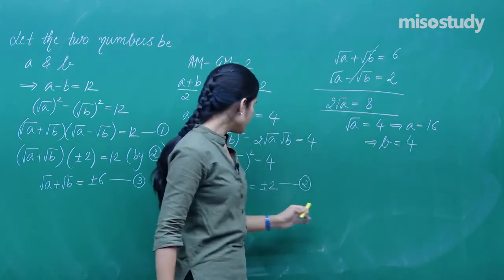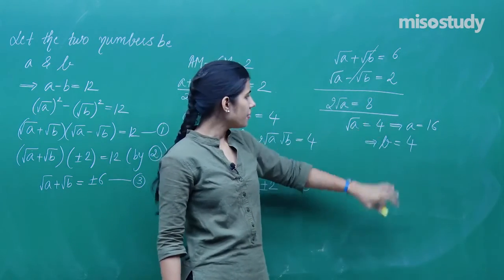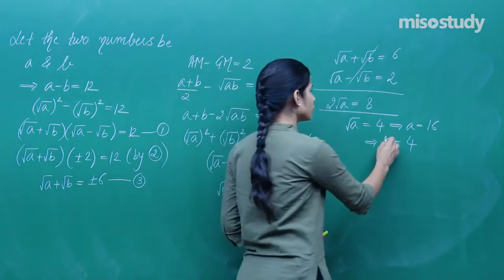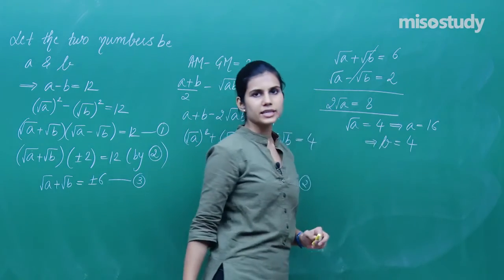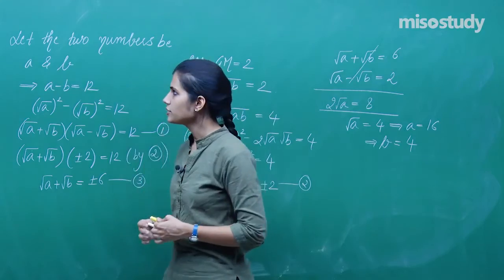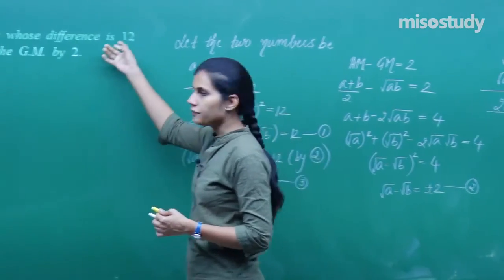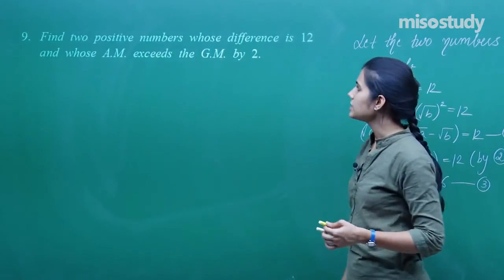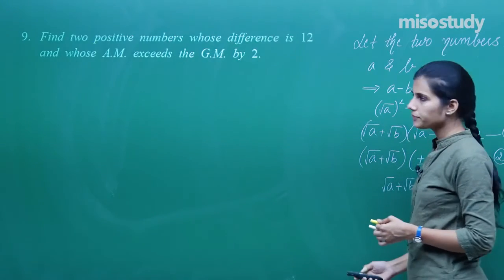In fact, even if you take minus 2 and minus 6, even then A comes out to be 16 and B comes out to be 4. So the two numbers with us are A = 16 and B = 4, that is 16 and 4, such that they differ by 12 and their AM exceeds the GM by 2.